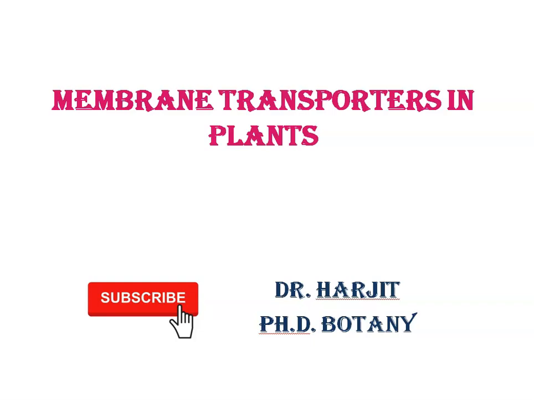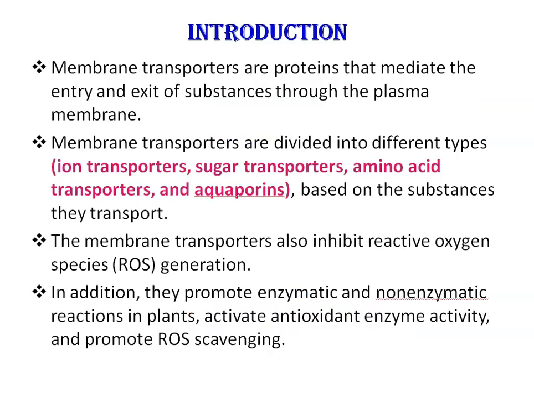Today, we are going to talk about membrane transporters in plants. Membrane transporters are proteins that mediate the entry and exit of substances through the plasma membrane. They are capable of recognizing and binding to specific substances, thereby facilitating substance transport. Membrane transporters are divided into different types based on the substances they transport. They are, for example, ion transporters, sugar transporters, amino acid transporters, and aquaporins.